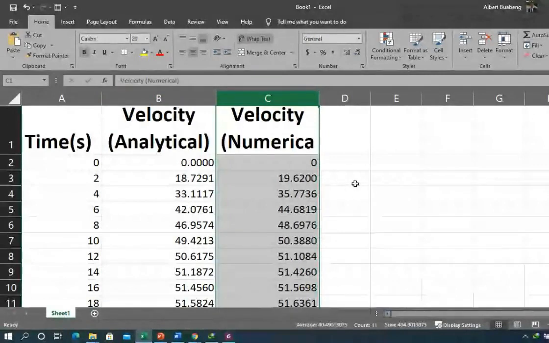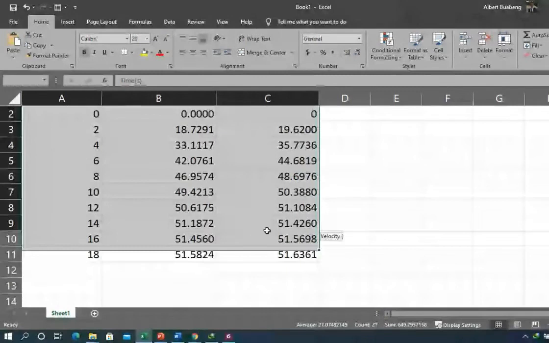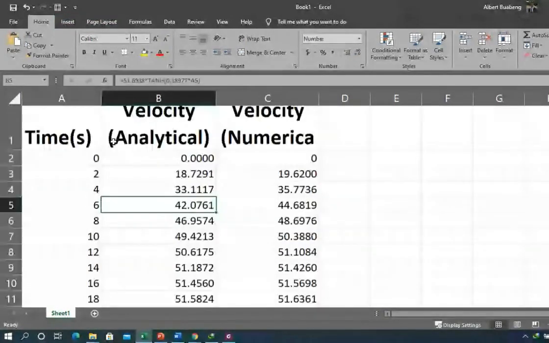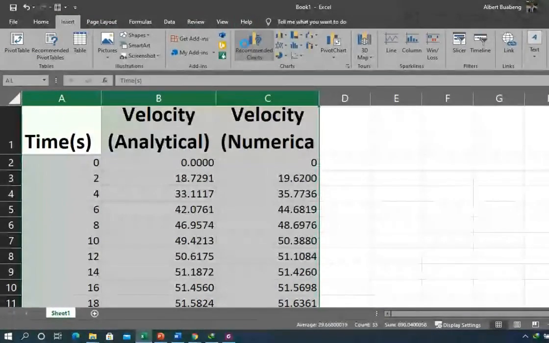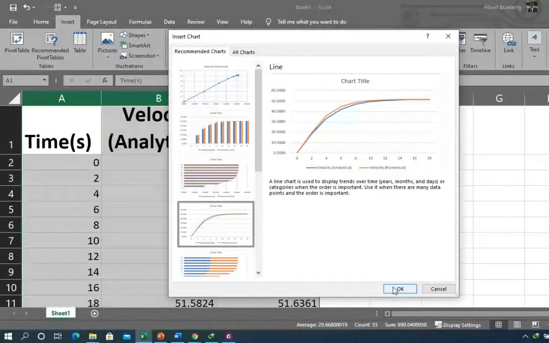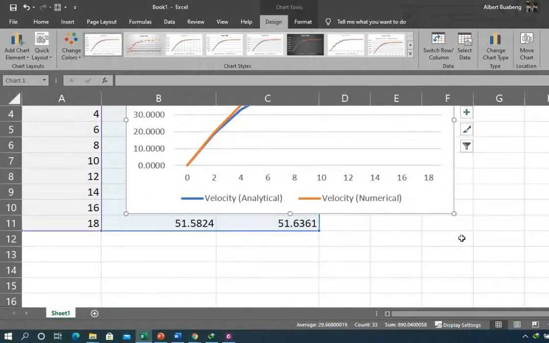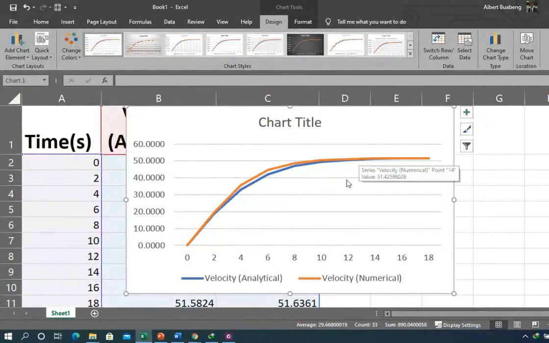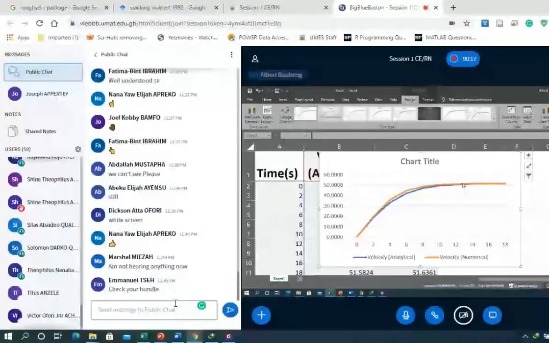Now let's plot the two so that we get to see really what is going on. Let me just select these two, and select everything here and try plotting this. Once we do that, this is what we see. Just as we had in our PowerPoint presentation, we are having something similar.